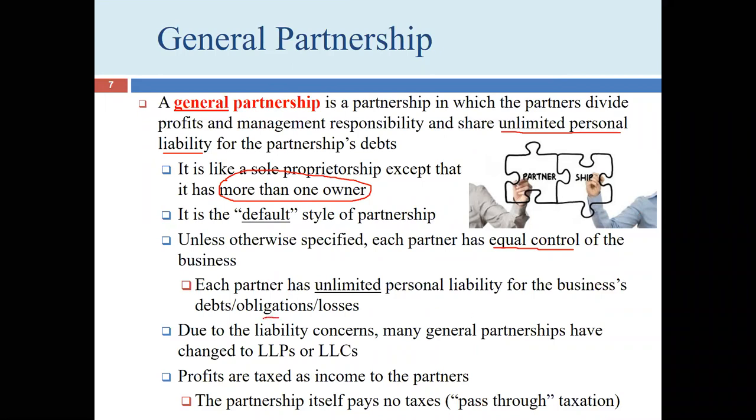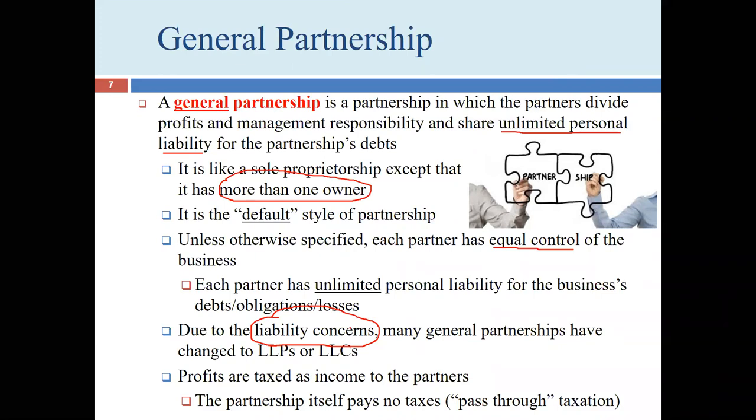Because of the liability concerns, the no limitations on liability, many times a business that is a general partnership will change into a different entity, which we'll talk about in a few minutes. This becomes a greater and greater concern. Let's talk about why it's a greater concern for general partners than it is for sole proprietors. Let's go back to my taco stand. Let's assume I had no employees. It's probably not too realistic for a restaurant, but let's assume it just for the sake of argument.